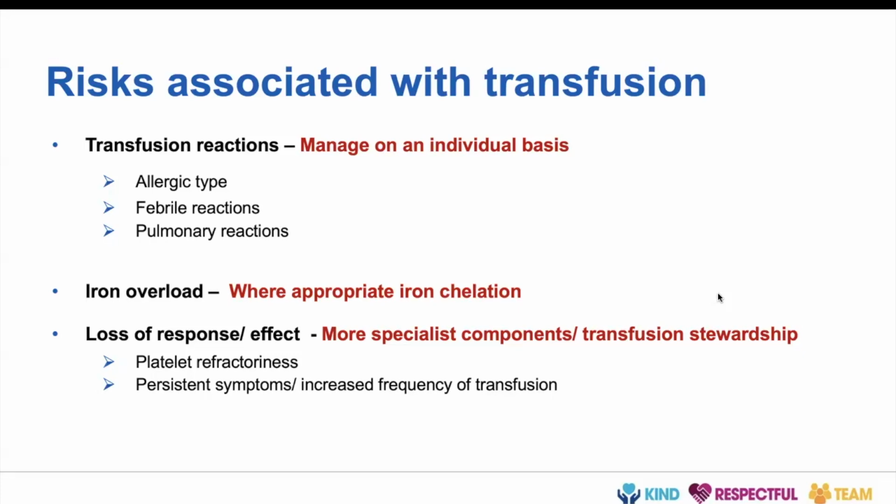And the reason why we have that risk of iron overload is because when we transfuse you with red cells and those red cells are destroyed, the iron from those red cells is held by the body, and the body then uses it to reproduce red cells. Now you can imagine if you have a disorder that means your bone marrow isn't producing red cells, that iron doesn't get used up.